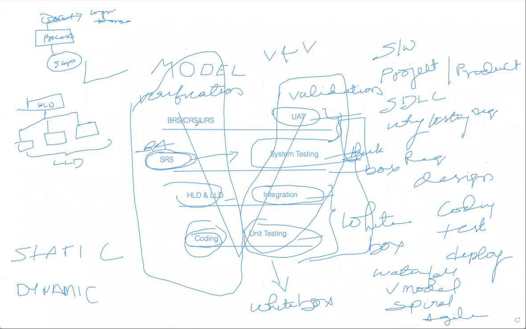Okay. Here we have two terms: static testing and dynamic testing. Here it also involves static testing and dynamic testing. For example, are we testing the documents? Verification means we'll do only the document reviewing or testing. As the software is not ready, we are only testing the documents.